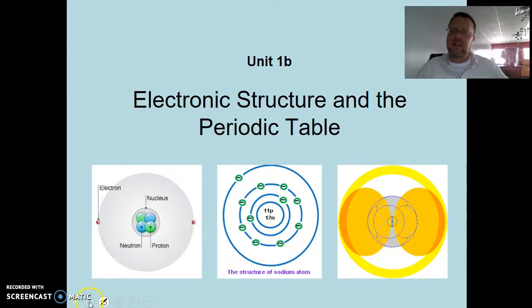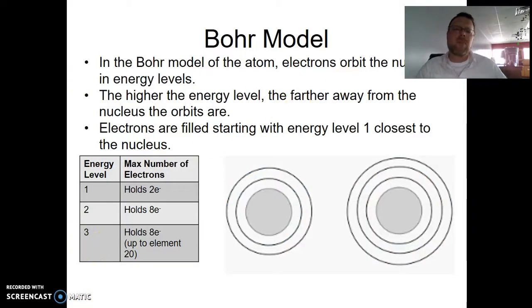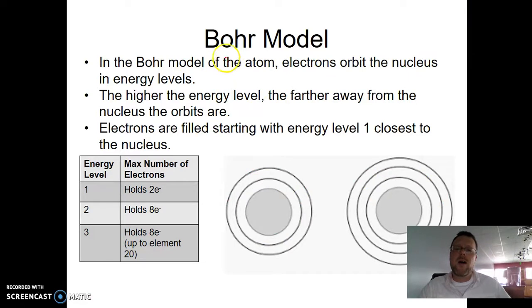So to start with the basics, I'm going to start with something called the Bohr model of the atom. The Bohr model of the atom is a model where electrons orbit the nucleus in energy levels. And the higher the energy level, the farther away from the nucleus you're going to be. So, energy level 1 is here closer to the nucleus, and energy level 2 would be farther away if this gray area is my nucleus.